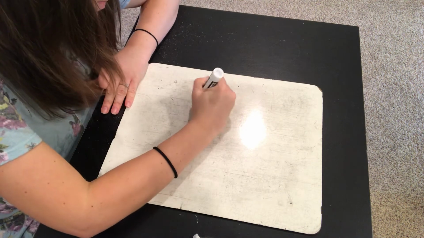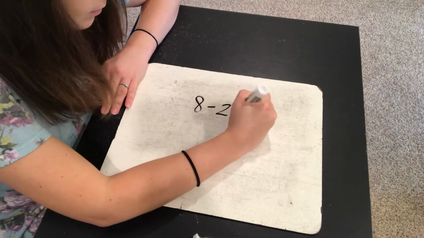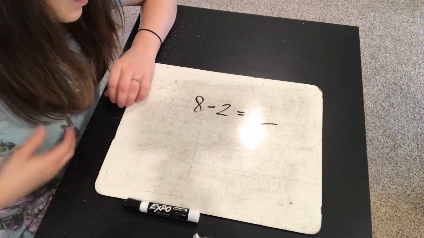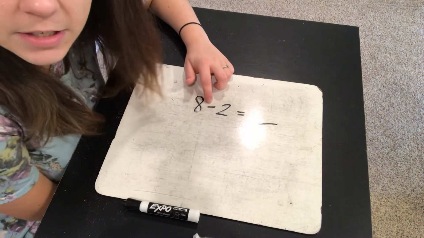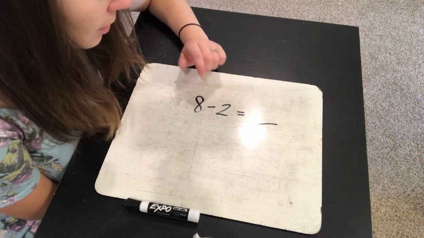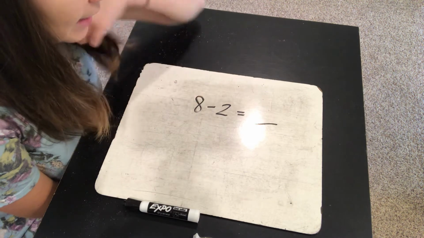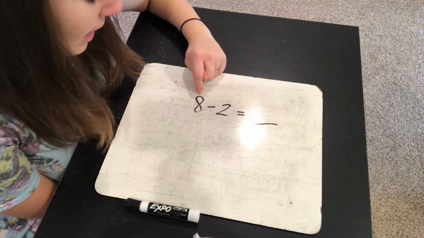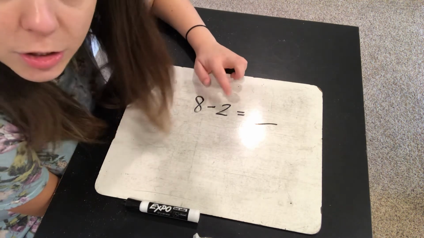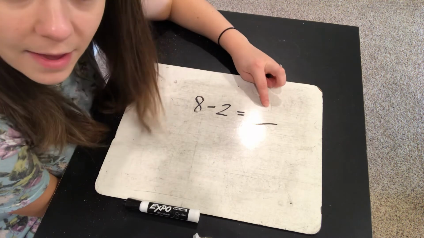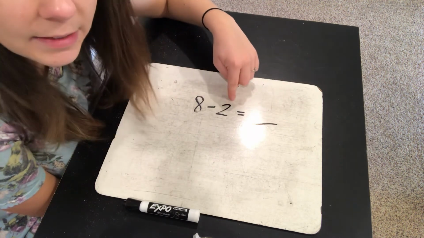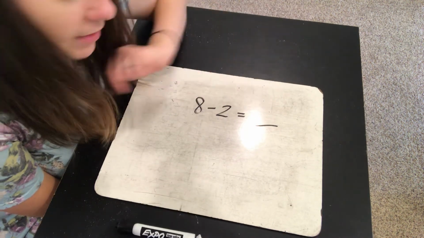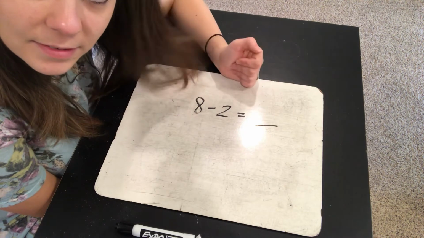Let's do 8 minus 2. Okay, so again, it's subtraction. So I'm going to have to think of a story problem or a word problem that is taking away. Let's see. Tank had 8 toys. He destroyed 2 of them. How many toys does he have left? So if he's destroying, he's taking away. So he had 8 toys, he destroyed 2. How many does he have left? Does that work for this one? It does.